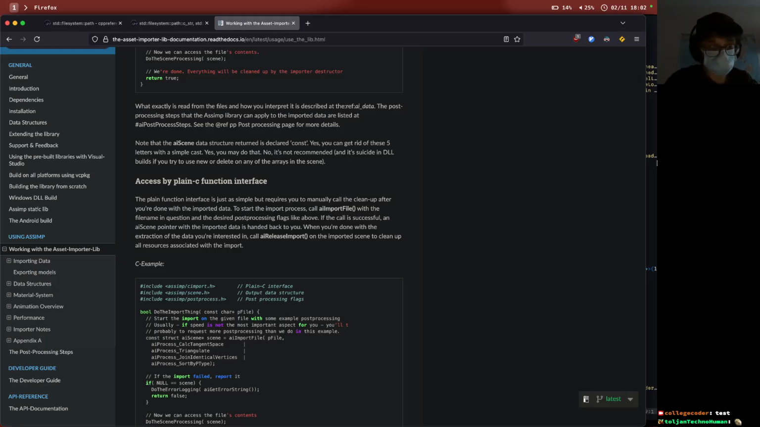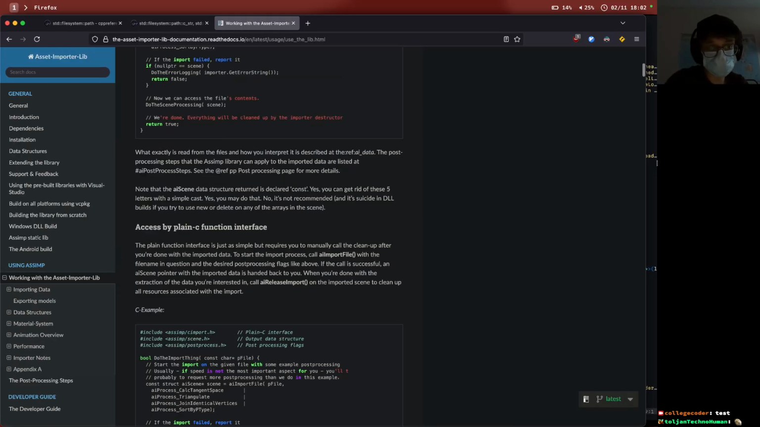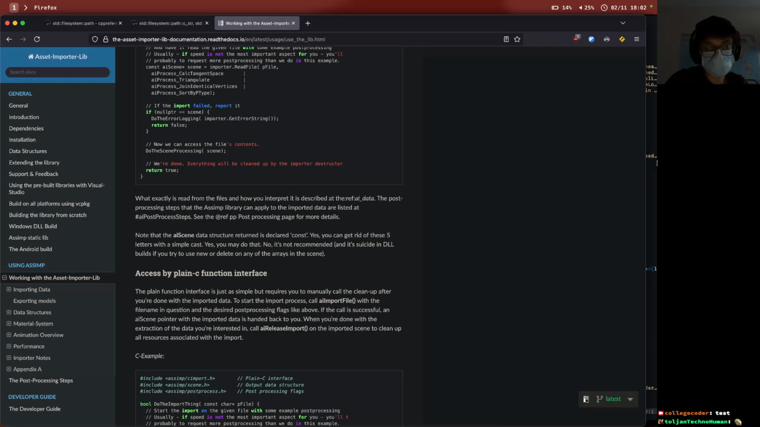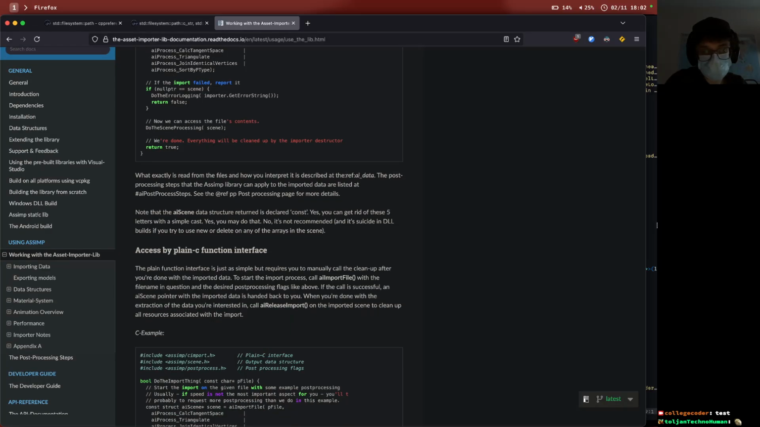All right. What exactly is read from the files and how to interpret it is described in the ref AI data. I love it when documentation has things like this where it's probably supposed to be clickable, but it's not clickable. The post-processing steps that the library can apply to the imported data are listed at AI post-process steps. See the ref pp post-processing page for more details.